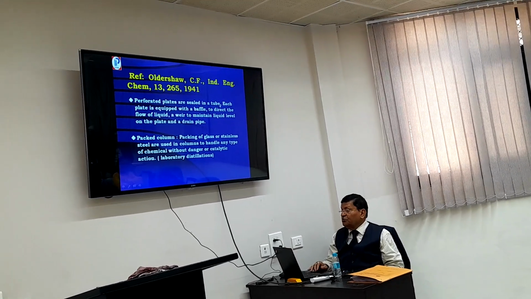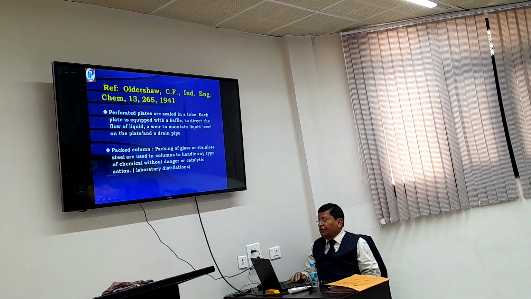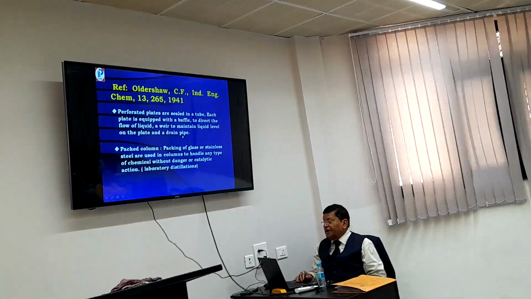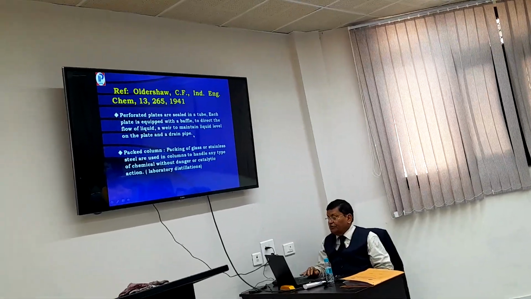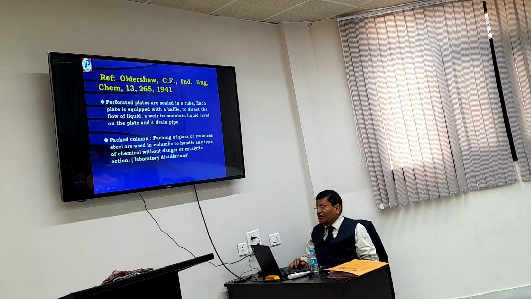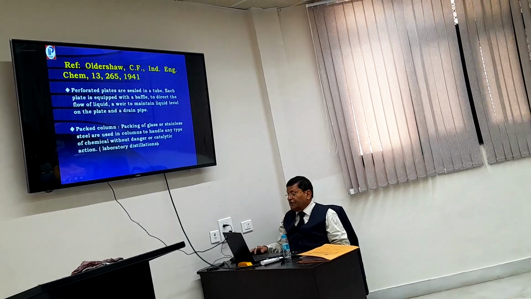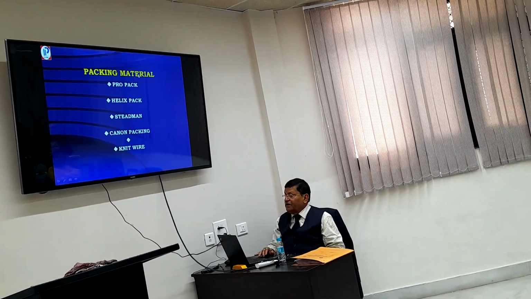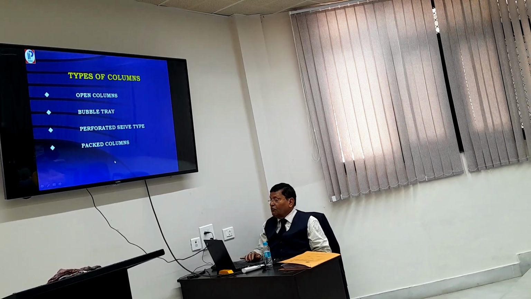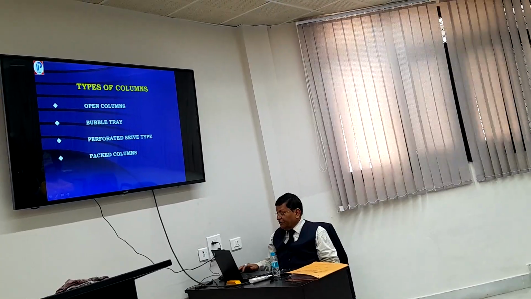Each plate is equipped with a baffle to direct the flow of liquid, a wire to maintain the liquid level on the plate, and a drain pipe to bring the liquid back to the feed. Packed column: packing of glass or stainless steel is used in the columns to handle any type of chemical without danger or catalytic action. These are the packings: Pro-Pak, Helix, Stedman, Cannon, and Nickel Beer. Now: open column, bubble tray column, perforated sieve type column, and packed column.